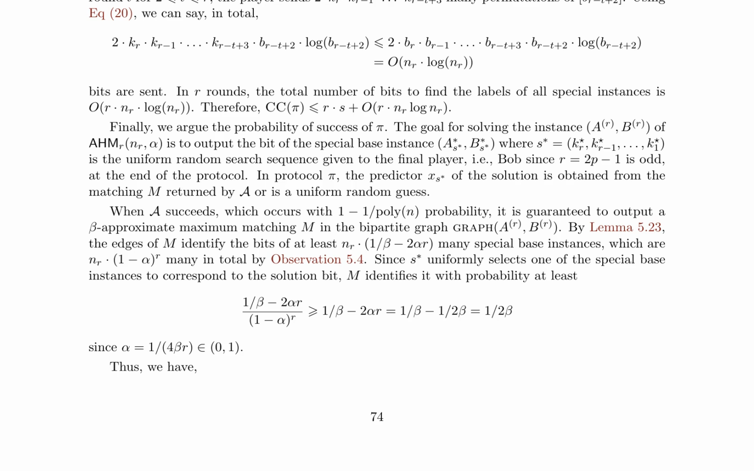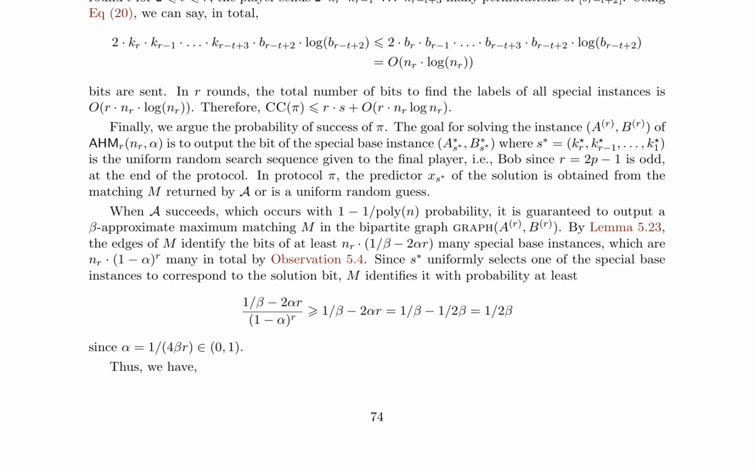Since S** uniformly selects one of the special base instances to correspond to the solution bit, M identifies it with probability at least 1/2 beta. The communication complexity of Pi is then upper bounded by R s plus O(R n r log n r). The probability of success of Pi is at least 1/2 beta, which is a significant improvement over the previous results.